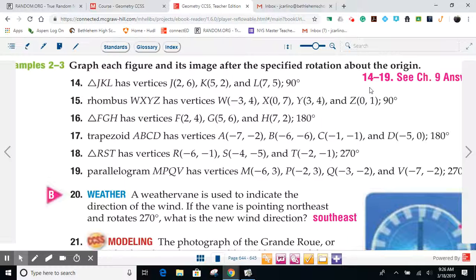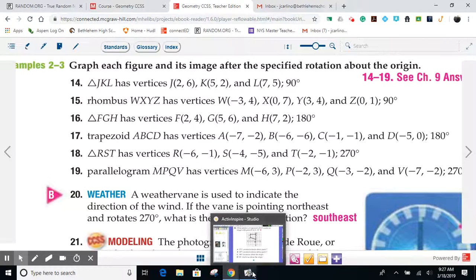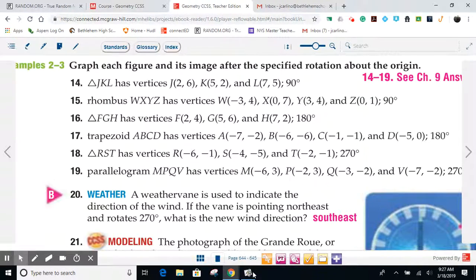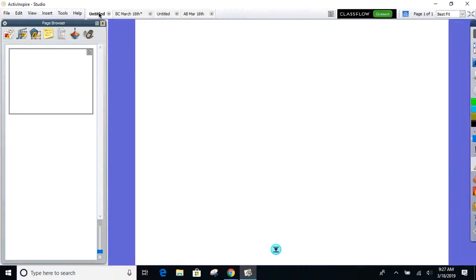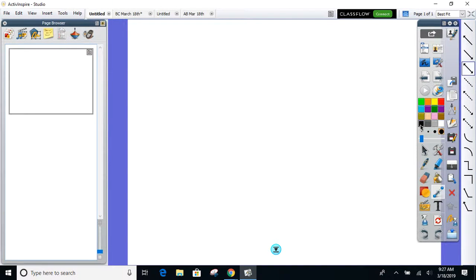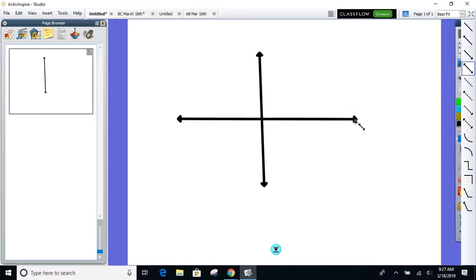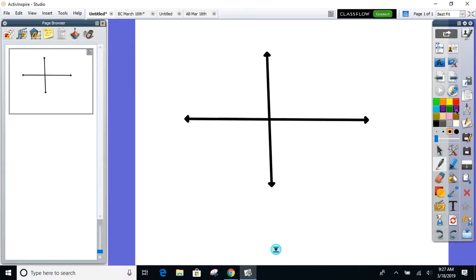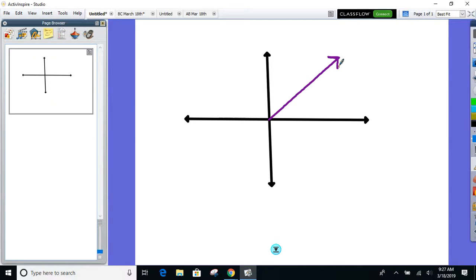Billy. 20 with the weather vane. Point of direction if the vane is pointing northeast. All right, if it's pointing northeast and rotates 270 degrees, I'll do it just the way I showed you guys. Let's see, I'll do this. So we in agreement, northeast would be right there, right? Northeast, everyone in agreement? I'm going to rotate it 270.